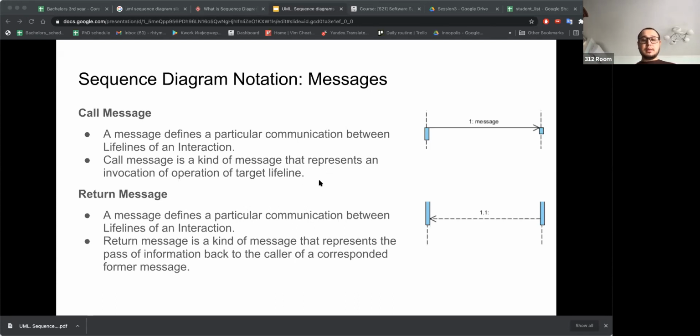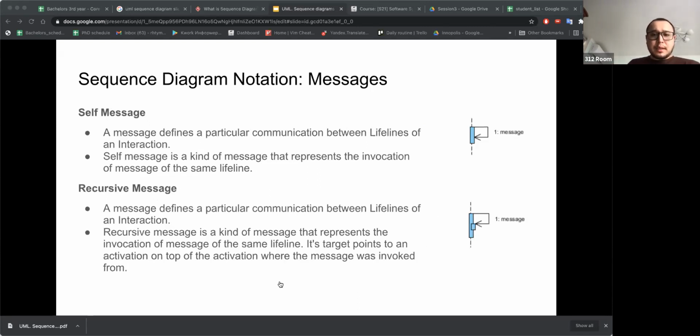and a return message is represented by the second picture at the bottom. This basically carries back the information to the caller. The next annotation is self message. You can call some operation within the same lifeline, right? So you're calling the operation of, let's say, itself. And then we have recursive message, right? It's like a self message, but it can be called multiple times until some criteria is met.